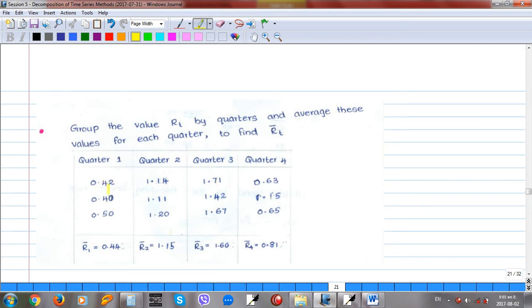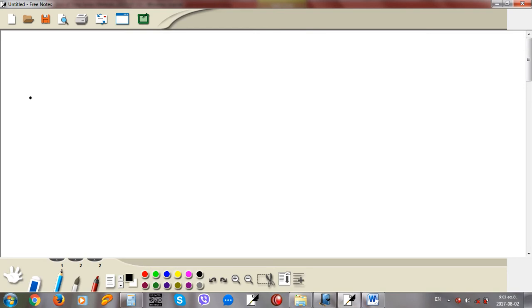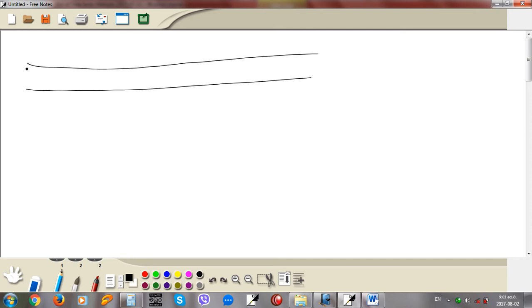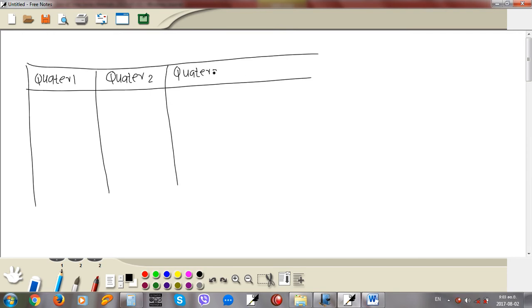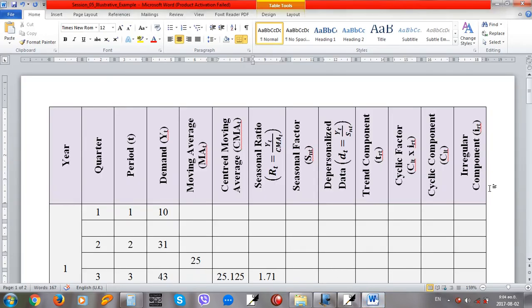So first we have to arrange this data quarter-wise. There are 4 quarters: quarter 1, quarter 2, quarter 3, and quarter 4. Now that we have found the R values, we have to arrange them according to these quarters.